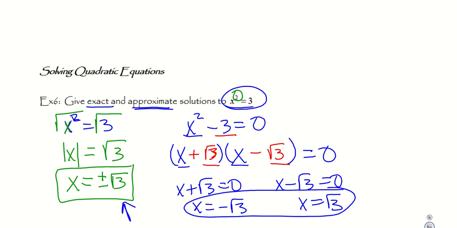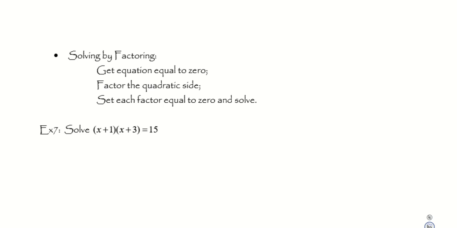But to do that, you've got to remember that you don't just get one answer, you get two, one positive and one negative. Okay, so let's go on and do some more difficult ones that have more terms. We're going to solve by factoring. Our first step is that we're going to get the equation equal to 0. Our second step is that we're going to attempt to factor the quadratic side. We're going to set each factor equal to 0 and solve. If we can't do this, then we're going to use the quadratic formula, but that won't be our first choice. That will be our second choice.